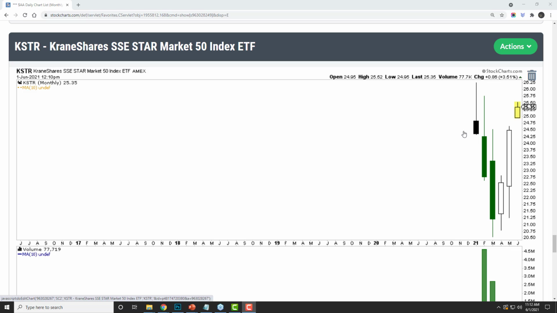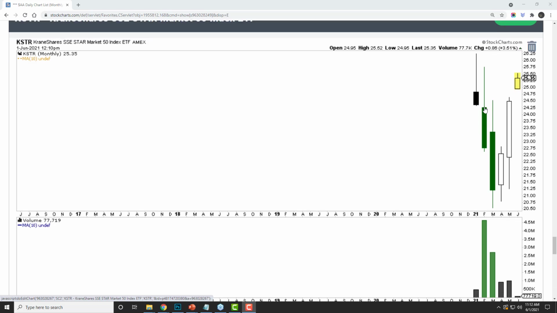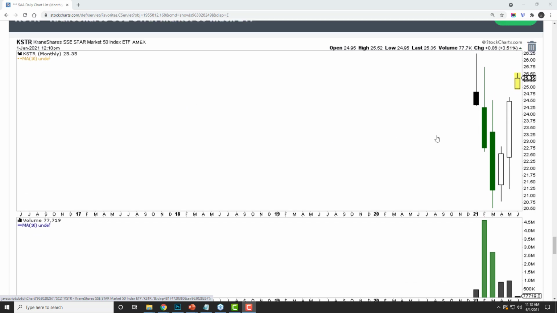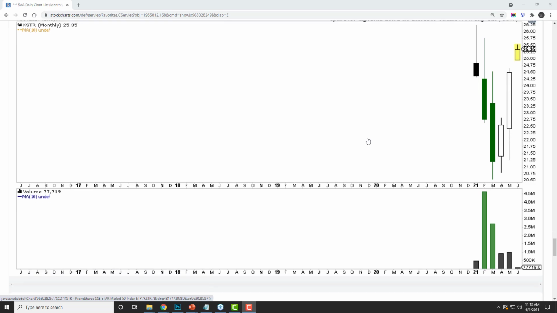And for a while, it was just sinking. And this is a new ETF. It opened in 2021. And now it's back where it was when it first opened. It came down for a while, hit about $20, $20.50, and now it's come right back up. I am interested in the Star 50 market, and I like the fact that I can get exposure to it in an ETF here in the United States through Crane Shares, which I also like Crane Shares China Internet ETF, KWEB.